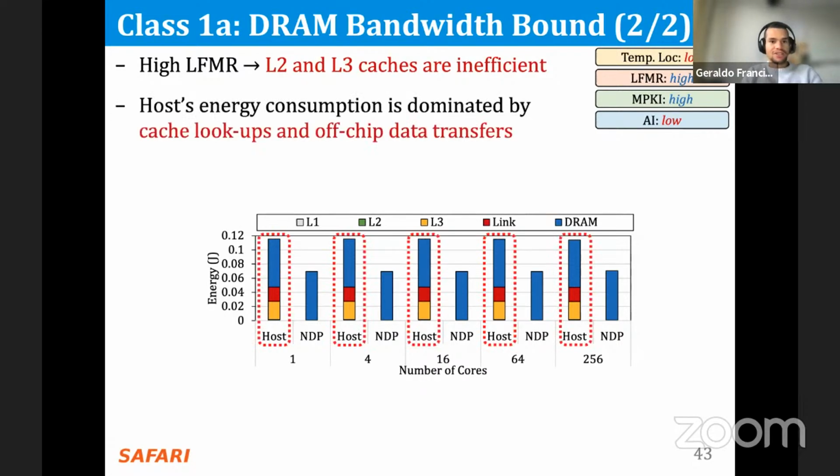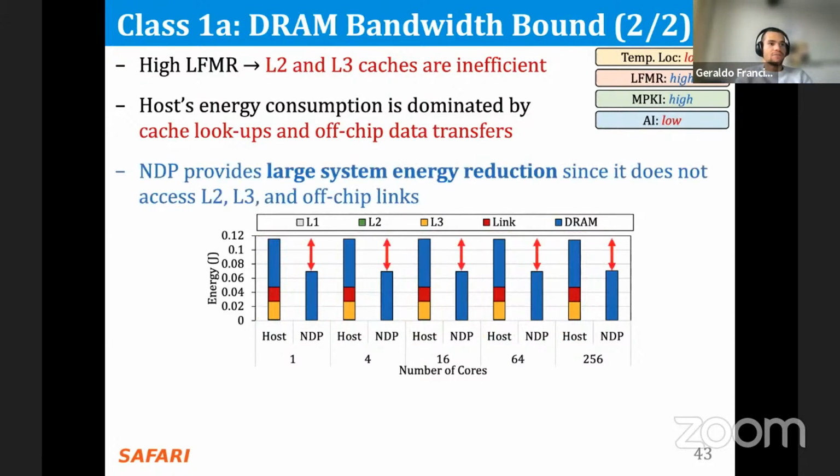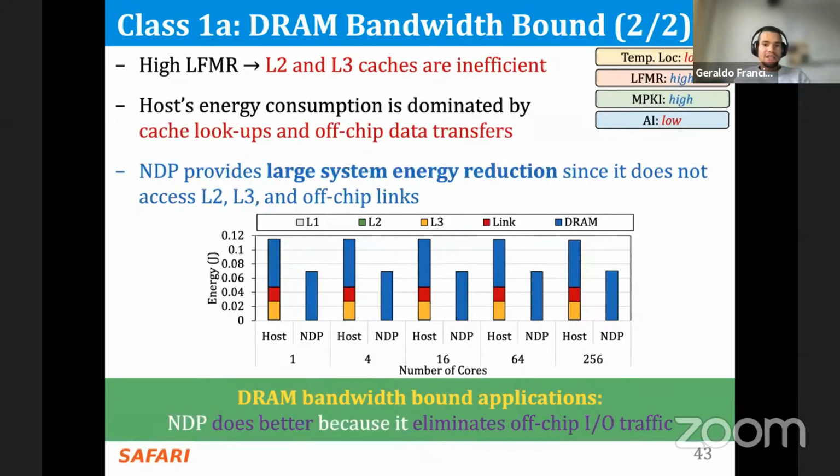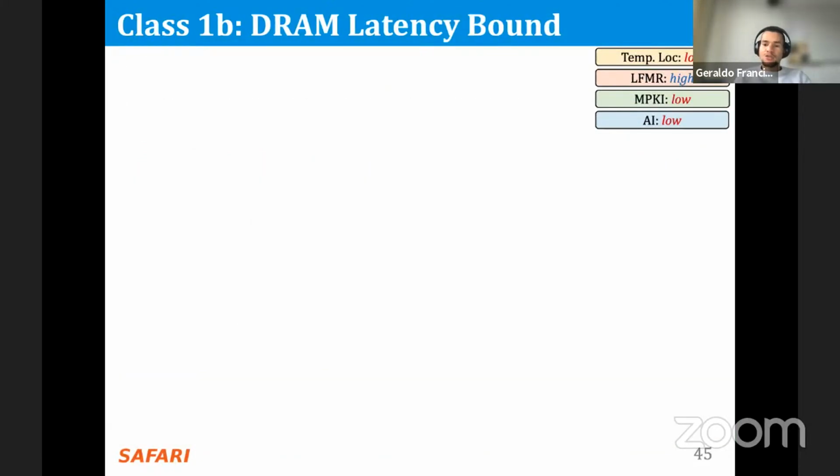We make the following observations. First, as we can see in the figure, the host energy consumption is dominated by L3 cache lookups and high energy off-chip DRAM requests, as we expected due to the high last level cache miss ratio. Second, NDP, on the other hand, reduces the energy consumption compared to the host, since it avoids the L3 cache lookups and the off-chip memory traffic. Therefore, we conclude that DRAM bandwidth bound applications highly benefit from NDP, low MPKI, and low arithmetic intensity.